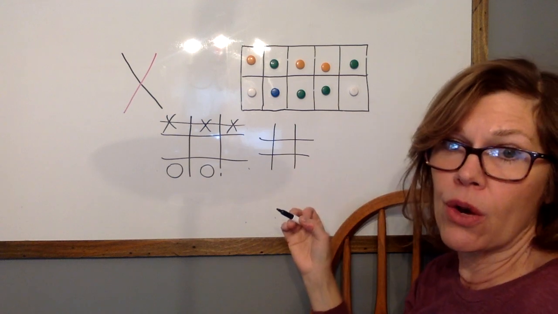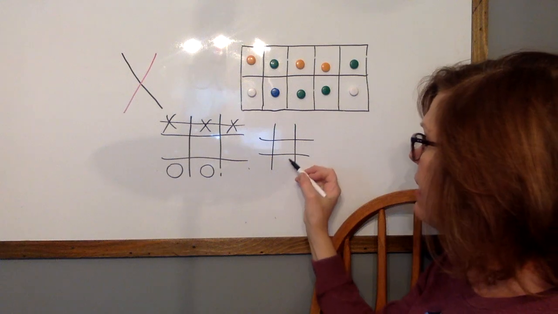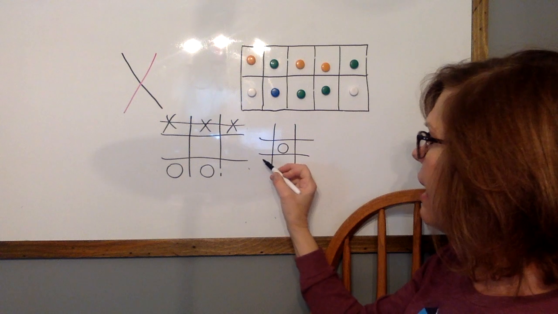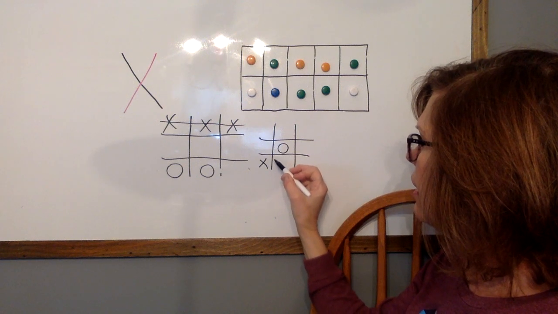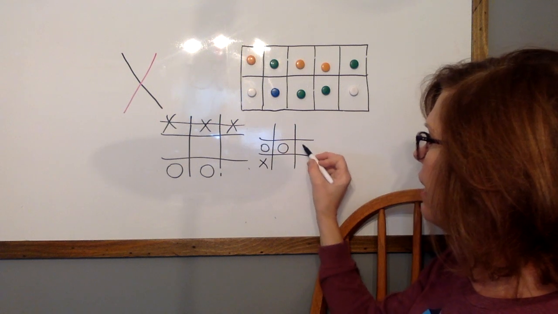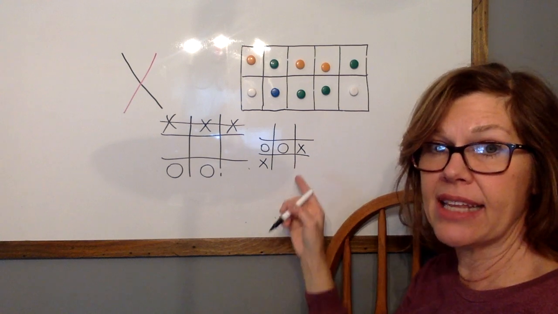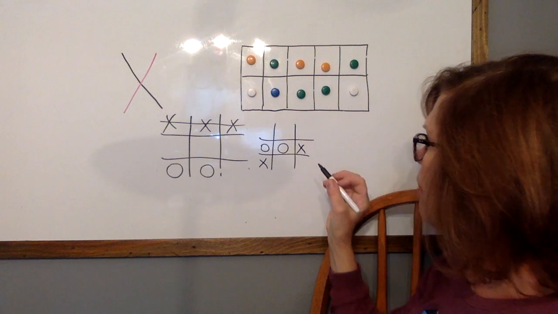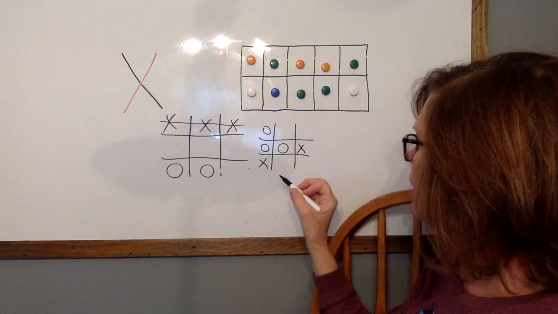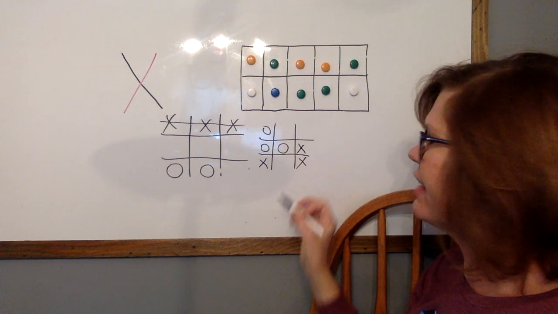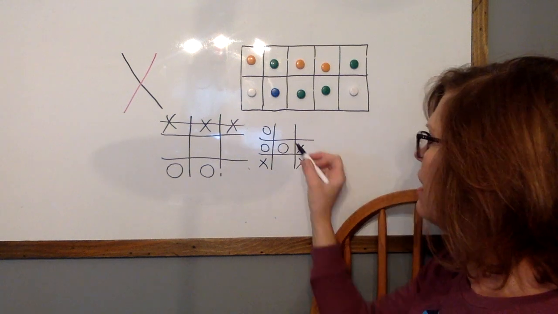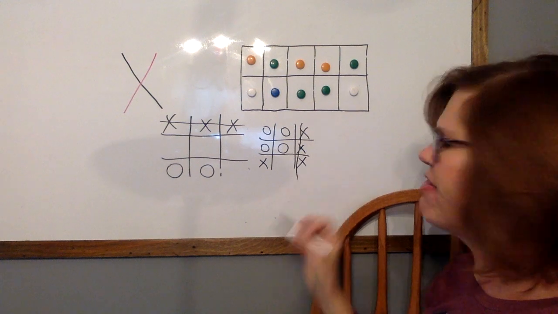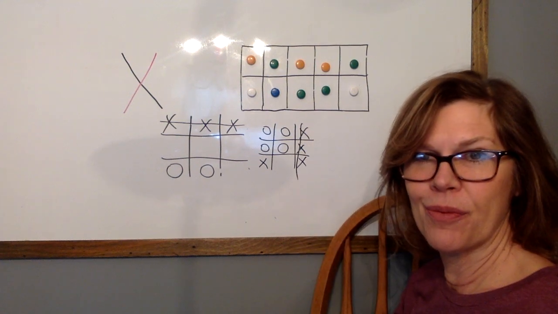Okay, this time I'll be O and the other person will be X. And let's say I put an O right there in the middle, and they put an X here, and I put an O here, and they put an X here. See what they did? They just blocked me from getting 3 in a row. So I put an O here, and they put an X here, and they blocked me again. So I put an O here, and they put an X here, and they got tic-tac-toe, 3 in a row.